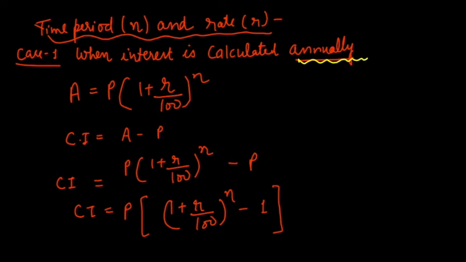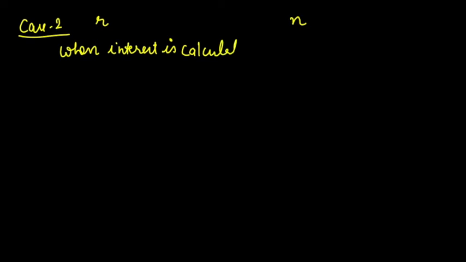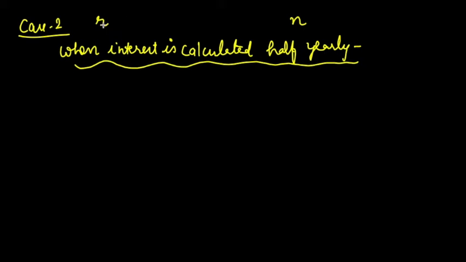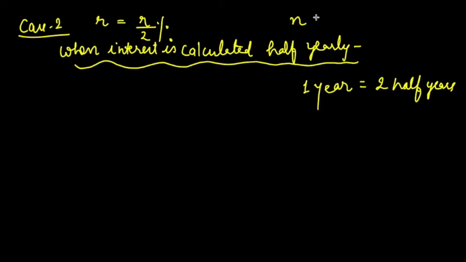Now if you see, there is case 2. What will be your rate and your time period when interest is calculated half yearly? Half yearly means after every 6 months. Okay, so when you are calculating it after every 6 months, your rate which was R will also be halved. What is half of R? R upon 2%. And then we will see in 1 year how many half years are there. 6 months plus 6 months, it means 2 half years, right? So n becomes 2n.